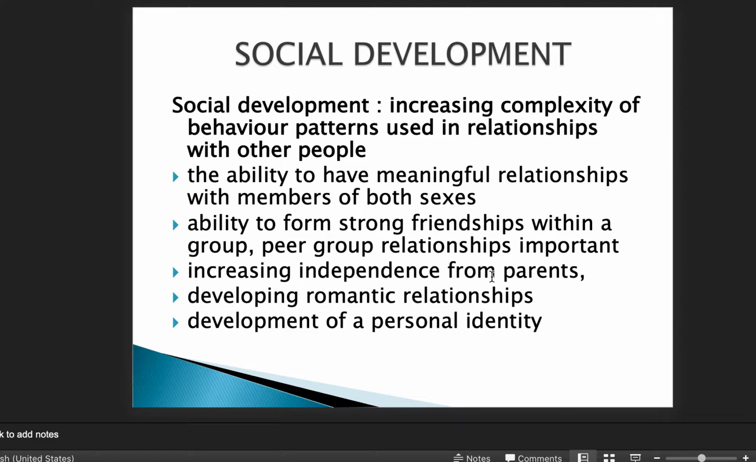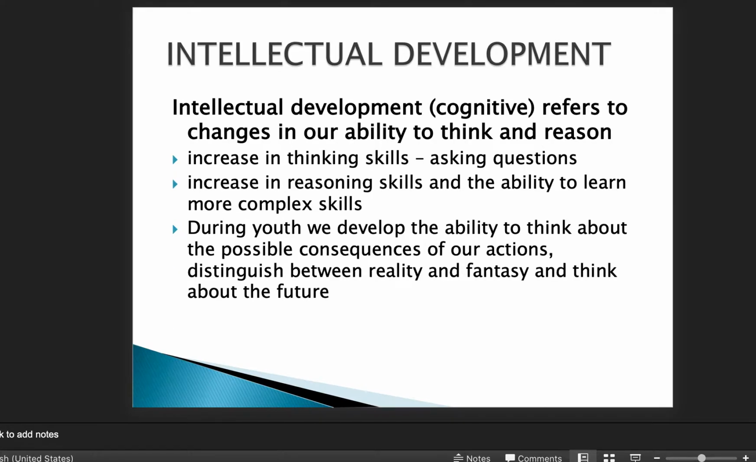There's also a growth in terms of independence from parents and also the start of how to manage and develop romantic relationships. So in terms of intellectual development, the ability to think and the ability to reason by asking questions and dealing with more complex skills is growing during the 12 to 18 years. And the closer that young people get to 18 years, the easier they find these cognitive skills.